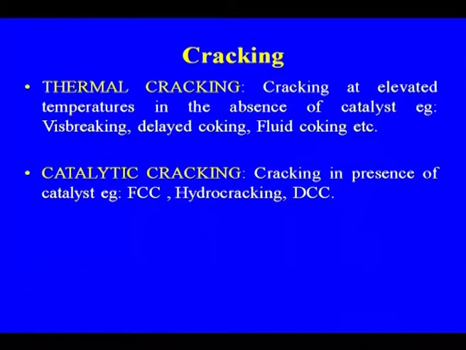Thermal cracking: cracking at elevated temperature in the absence of catalyst. These are some of the processes being used in refinery: Visbreaking, delayed coking, fluid coking. These are some of the thermal cracking processes. Catalytic cracking: cracking in presence of catalyst, fluid catalytic cracking, hydrocracking, deep catalytic cracking. So, these are some of the technologies, and there is another technology that has been developed by the Indian Oil Corporation also, a catalytic cracking process, that I will be discussing while discussing the catalytic cracking.